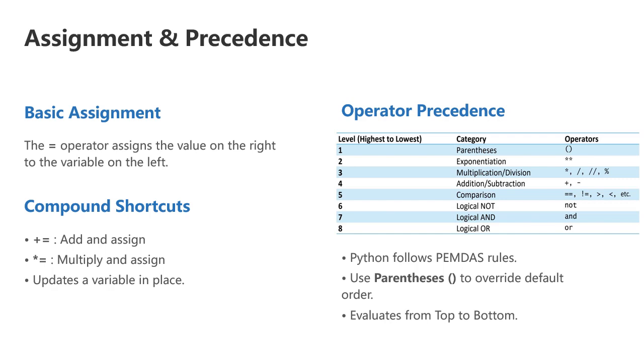When you mix different operators, Python follows a specific order called precedence, similar to PEMDAS in math. As you can see in this table, parentheses always come first, while logical operators like AND or OR are evaluated last.